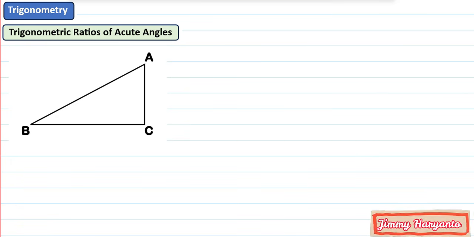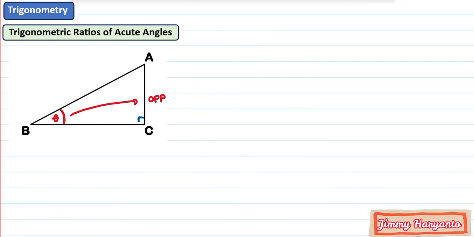For Pythagoras, we label the sides as A, B, and C, right? For trigonometry, we will not label them as A, B, and C, but instead, this one. So let's say I have an angle right there. We call it the angle theta. And then when you cross the angle to the side, you'll have the opposite side. So we call this the opposite side.